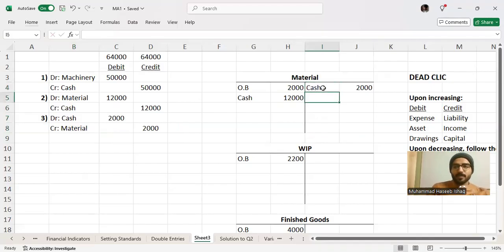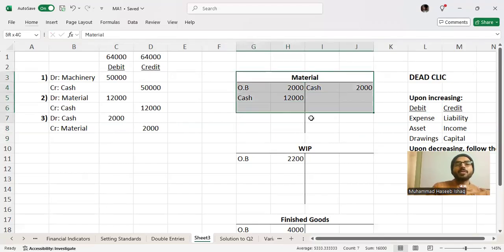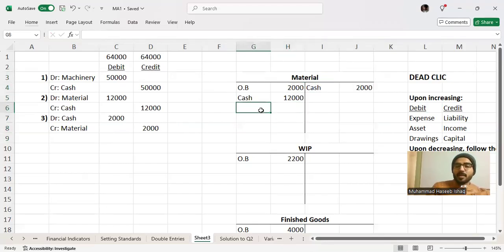So cash account. You can look at here, and you can conclude that this opening balance side is used when material is being increased, and this side is used when material is being decreased, or expense is being decreased, you can say. So then now let's move to the fourth transaction.